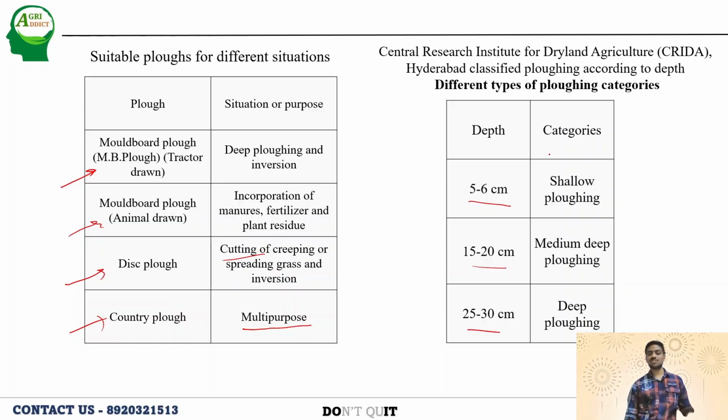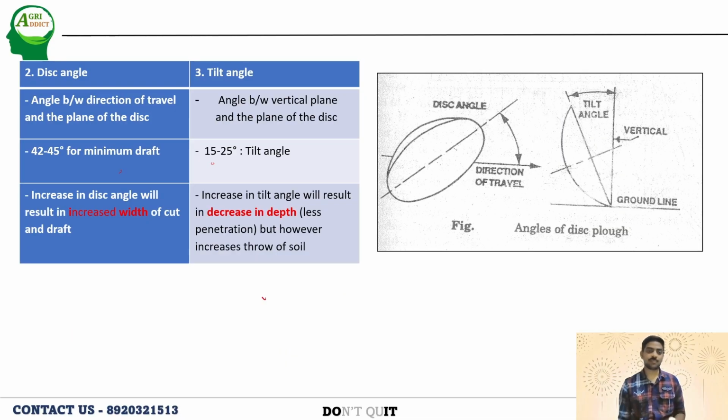And this classification, which I have shown, for the various depths, is given by CRIDA, that is the Central Research Institute for Dryland Agriculture, which is located in Hyderabad. 5 to 6 centimeters we say for shallow plowing, 15 to 20 for medium, and 25 to 30 for deep plowing operation.